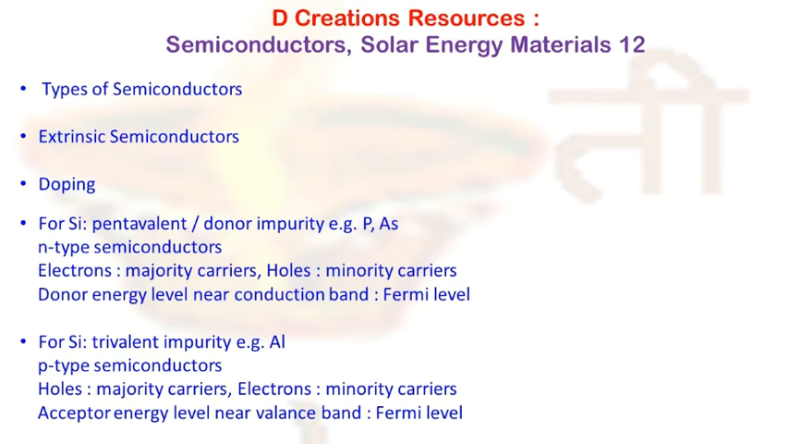So we have understood that if you add a trivalent acceptor impurity to silicon, it will generate a P-type semiconductor. So for example, if you add aluminum to silicon, it will generate a P-type semiconductor. But if you add pentavalent impurity like phosphorus to silicon, it will generate an N-type semiconductor.